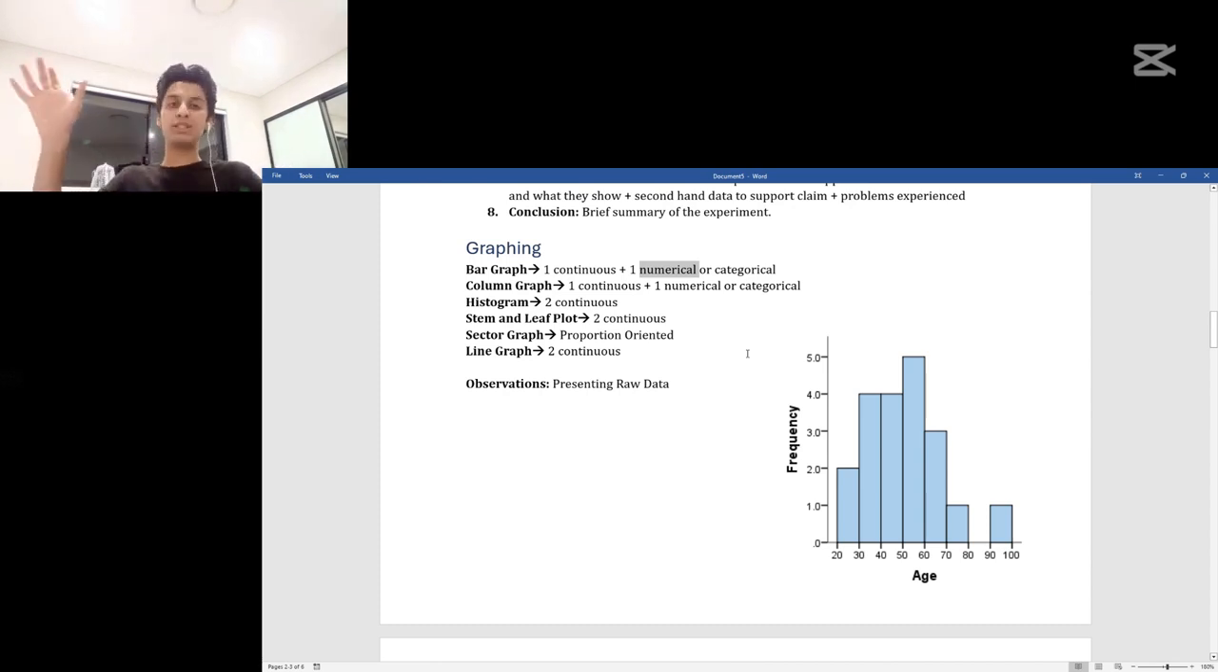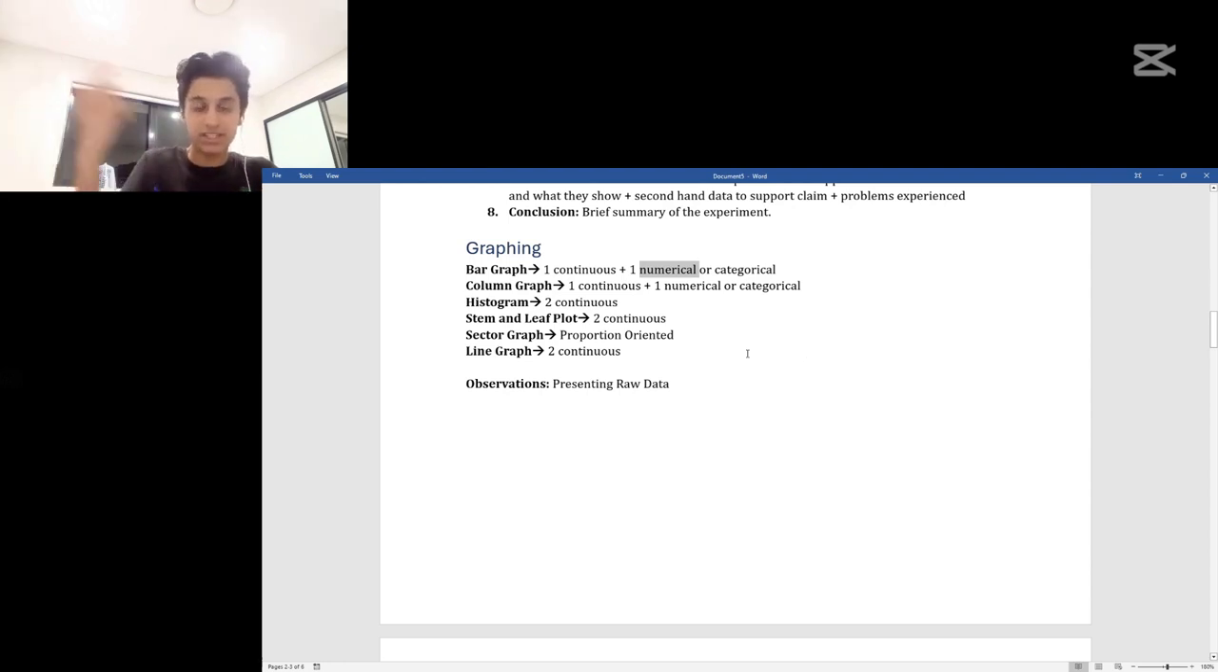Now, a sector graph is proportion oriented because you're splitting a pie. A sector graph or pie chart is proportion oriented because you're splitting a pie into different pieces. A line graph is also two continuous, but obviously a line graph depends on the situation. In most cases it's two continuous because on one axis you have an increasing value, and on the other axis you have another increasing value, a range. Search up examples of a line graph and I think you will understand.